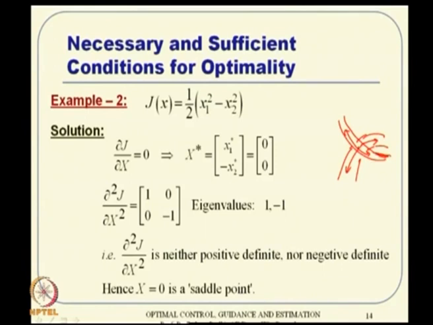Okay. So, this is the point where in the x1 direction things will increase, but in the x2 direction the function will actually decrease. Mathematically, it turns out that del square J by del x square evaluated at x star is neither positive definite nor negative definite, and hence, even though the gradient vector is 0 anyway, in such cases this is nothing but a saddle point.